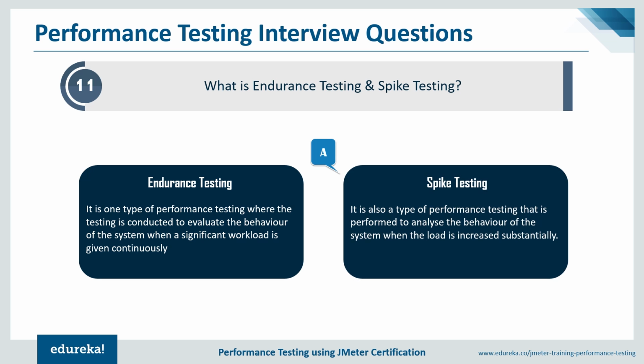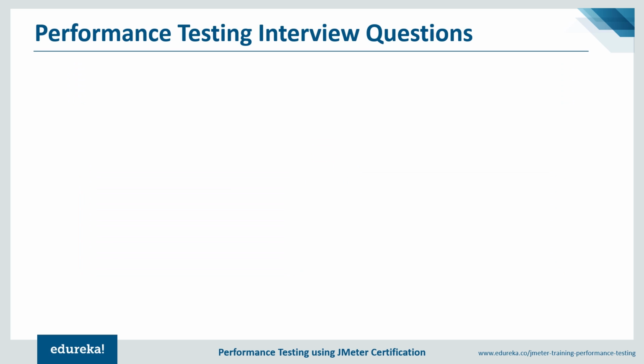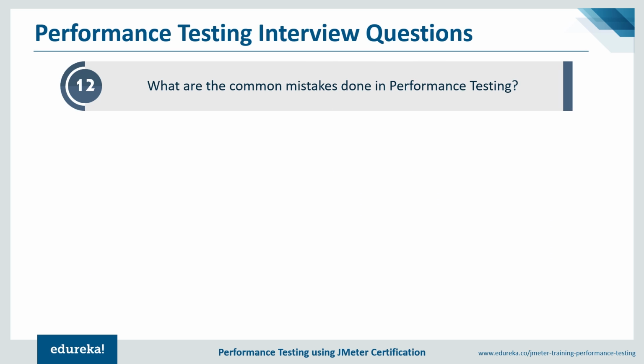Next, we have spike testing. Spike testing is defined as a type of performance testing in which an application is tested with extreme increments and decrements in the load. It is performed to estimate the weakness of an application. It is also a type of performance testing that is performed to analyze the behavior of the system when the load is increased substantially. Now, next up, what are the common mistakes done in performance testing?